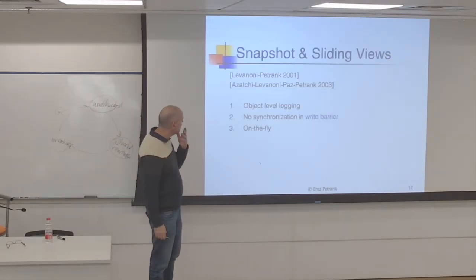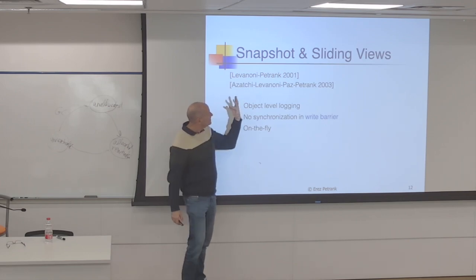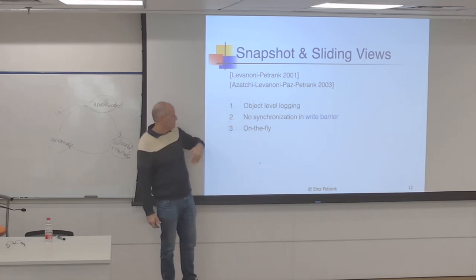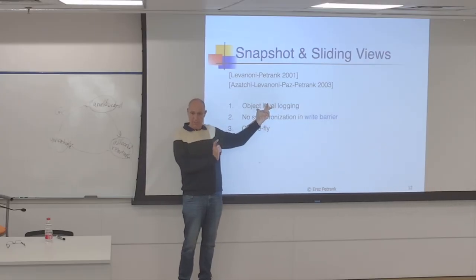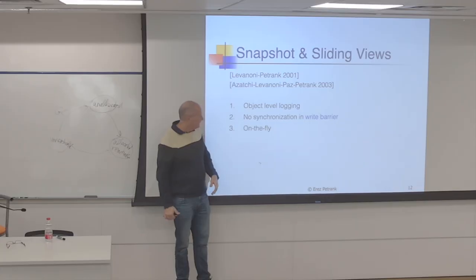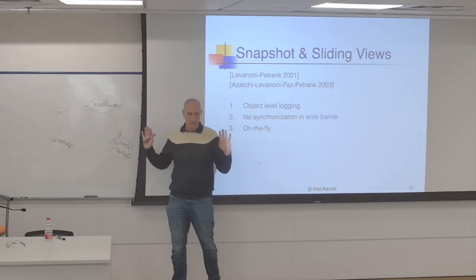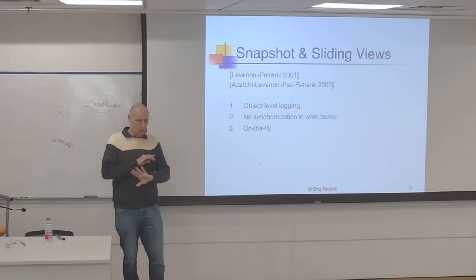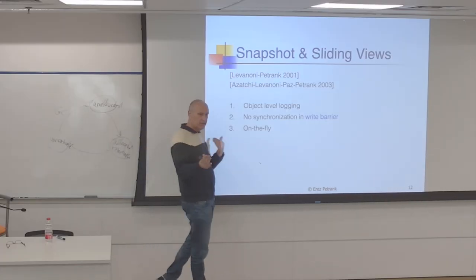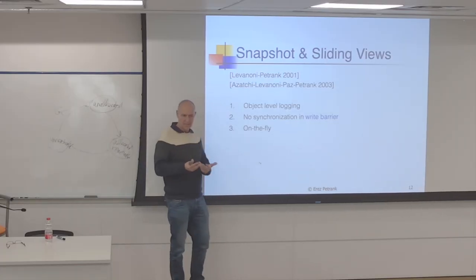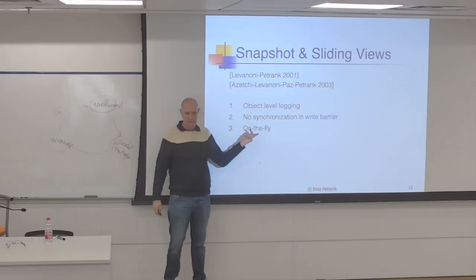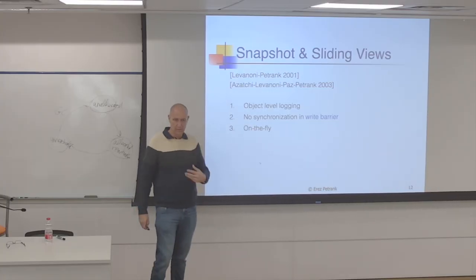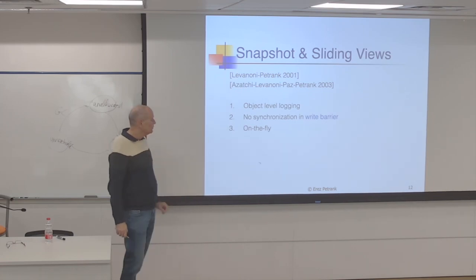Okay, so we're going to talk about snapshots in object-level logging. We want to just copy an object before it is modified, and we want no synchronization. We do not want a compare-and-swap, a lock, or anything like that. Same thing as Dijkstra, who did not want that. We want to keep that. There are only reads and writes, and eventually we'll want to make it on the fly. We want to be able to move to very, very short pauses.